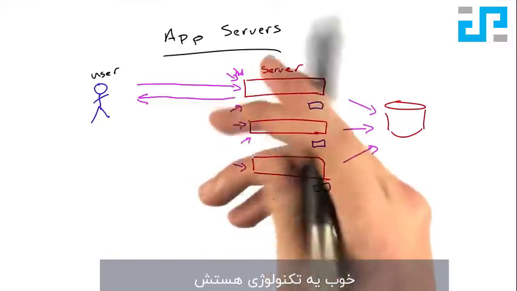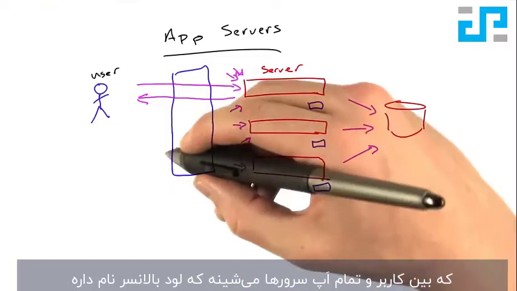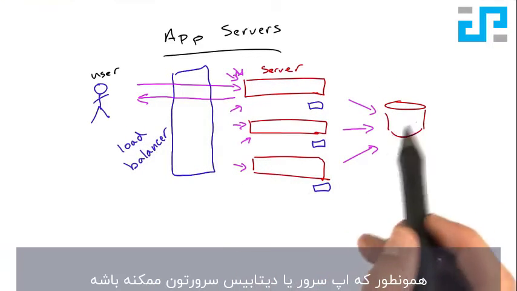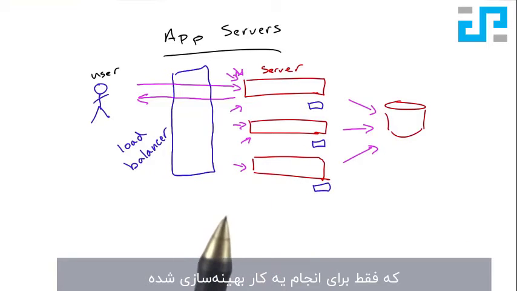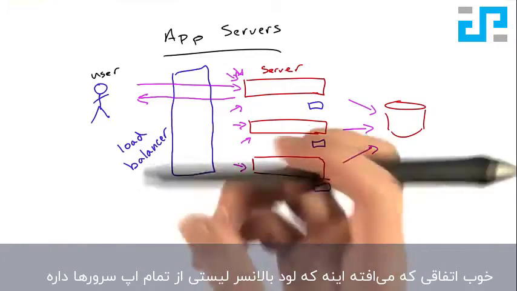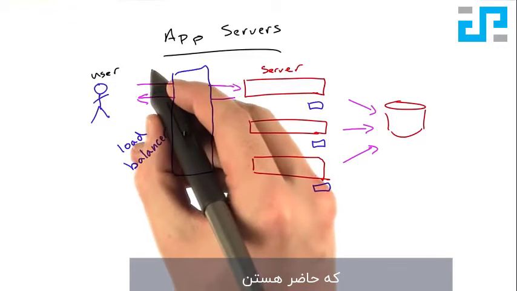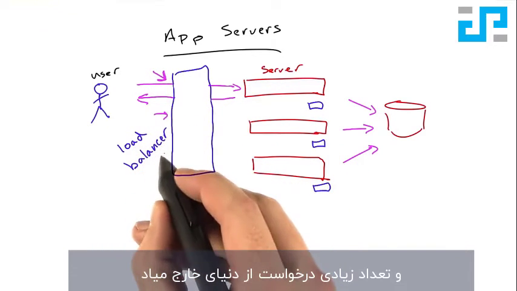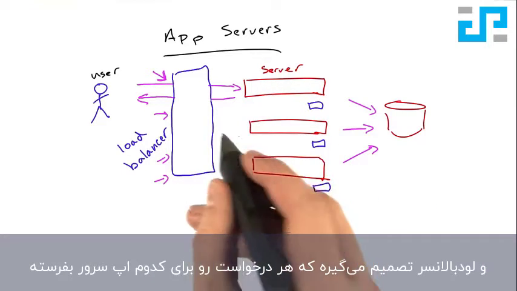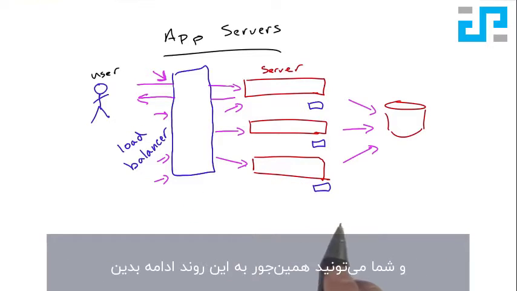Well, there's a piece of technology that sits between the user and all of your app servers called a load balancer. And this is a special machine. It's a physical machine, just like your app server might be, or just like your database server might be, that's optimized for doing one thing, for spreading requests across multiple machines. So what happens is this load balancer has a list of all of the app servers that are in existence, and requests come in from the outside world, many of them, and the load balancer decides which app server to send the request to. Send one here, then send one here, then send one here. And it can keep going through that process.